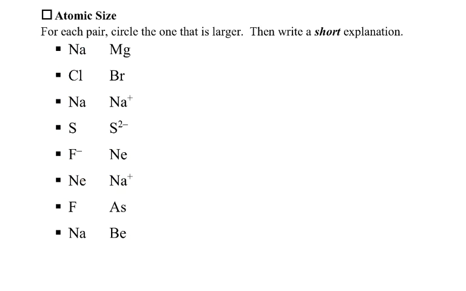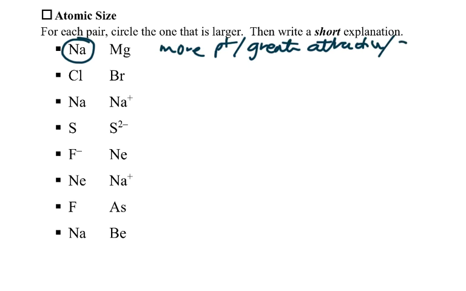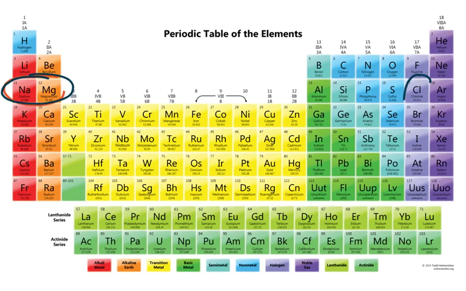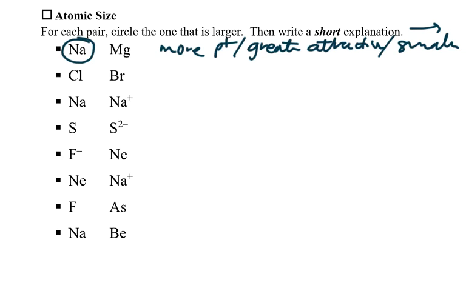Okay, so circle each pair. Which one is larger? Okay, sodium is larger, because as you go across, you get more protons. Okay, greater attraction. And they get smaller as you go across. Okay, chlorine and bromine. Now we're looking at two things way over here. Okay, so they're vertical. So the idea here, who's larger? Bromine is larger. Okay, why? Because it has more layers.